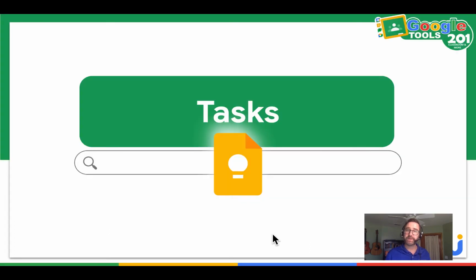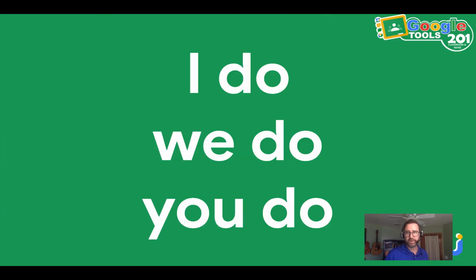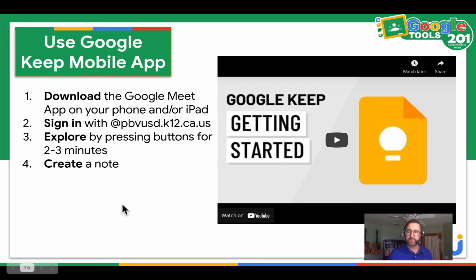Now, let's jump into tasks. Here are our Keep objectives. We're going to use the Google Keep mobile app. We're going to create and manage notes on Google Keep. We're going to create to-do lists, add media and share notes, and use reminders in Google Keep. And in this video, we will use the I do, we do, you do approach, where I will read through some instructions, then we will model together, and then you will complete the task on your own. So, first, we're going to start by using the Google Keep mobile app.